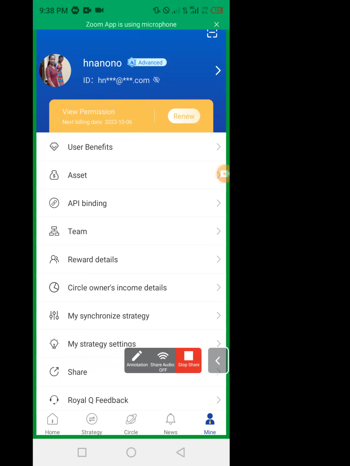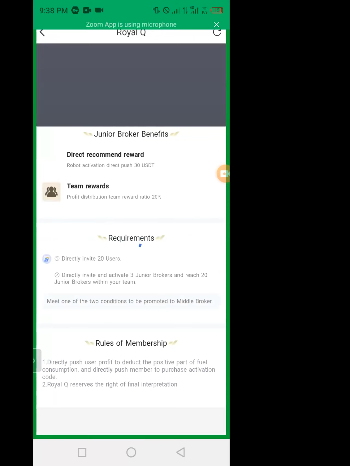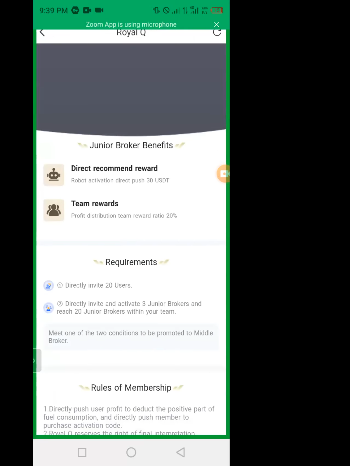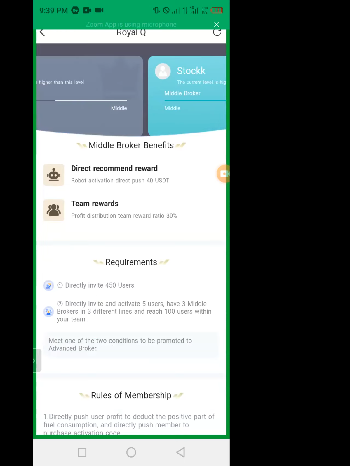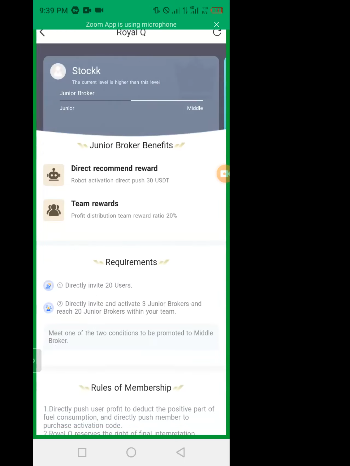Okay, if we have understood that one, let's look at user benefits. User benefits is always telling you the ranks that we are having in the Royal Q. Before they were called V1, V2, V3, V4, V5, and then V6, but they were changed. Now the first one is junior broker.